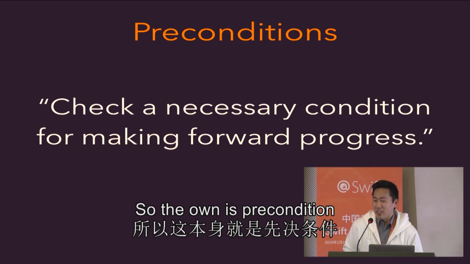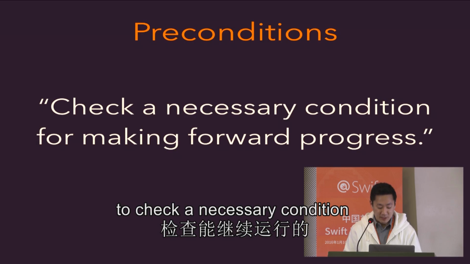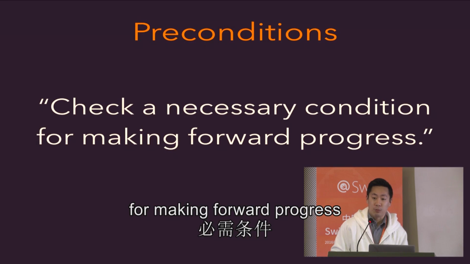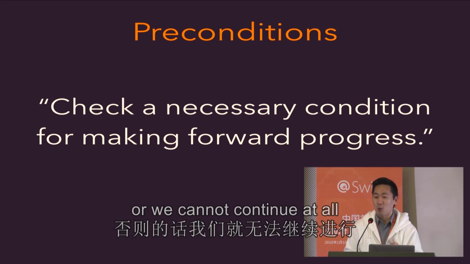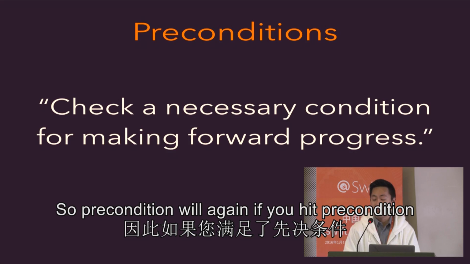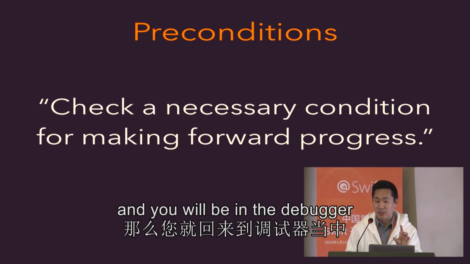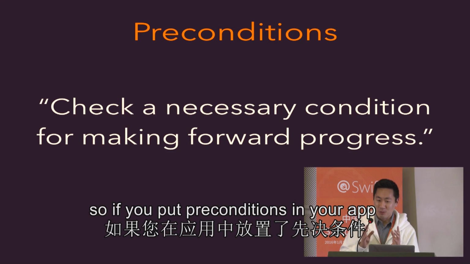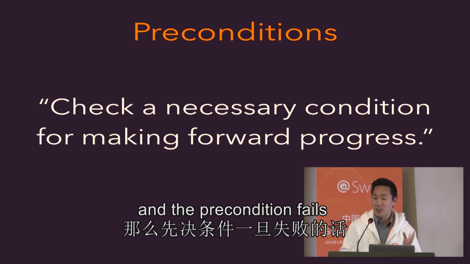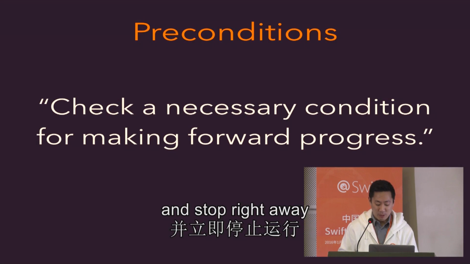So the other one is precondition, not so common. The documentation says this is a check for a necessary condition for making forward progress. So that means we have to have this or we cannot continue at all. So if you hit a precondition failure in your debug build, the app will crash and you'll be in the debugger. But even in a release build, if you put preconditions in your app that goes into the store and the precondition fails, then your release app will also crash and just stop right away.